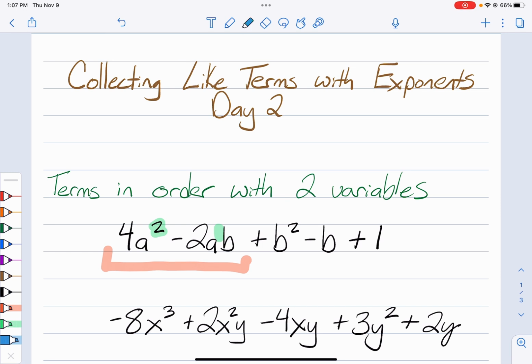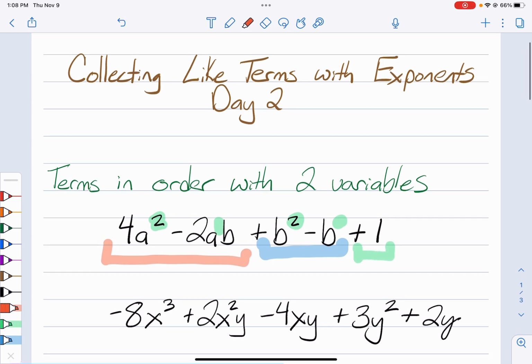If we keep going, we have ones that are variables with just B's. So there's no more A's involved. Now we're just moving on to the next letter, B. And our exponents here are also in order from largest to smallest. And then we end with the constant.